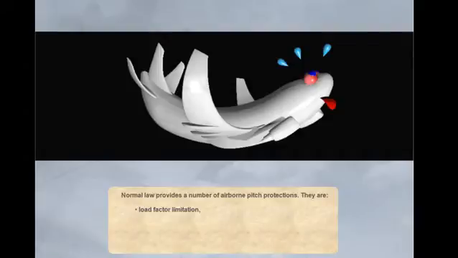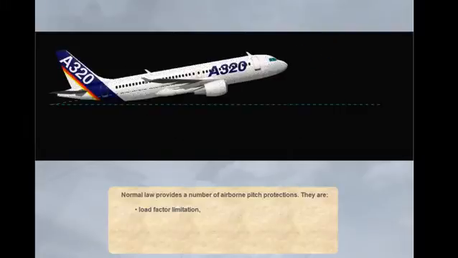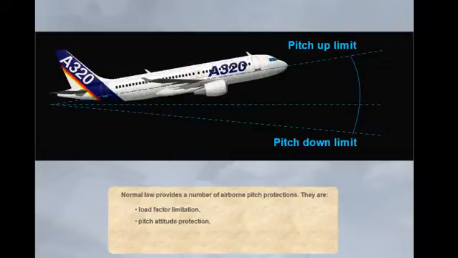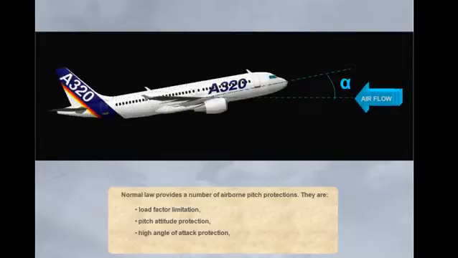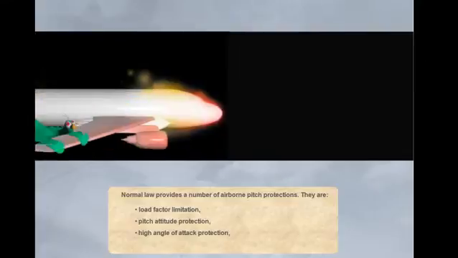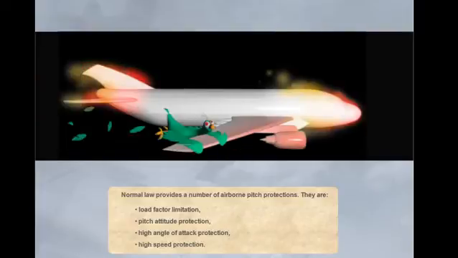Normal law provides a number of airborne pitch protections. They are load factor limitation, pitch attitude protection, high angle of attack protection, high speed protection. In lateral control, there is only one protection, which is for bank angle. Let's take a closer look at these protections.